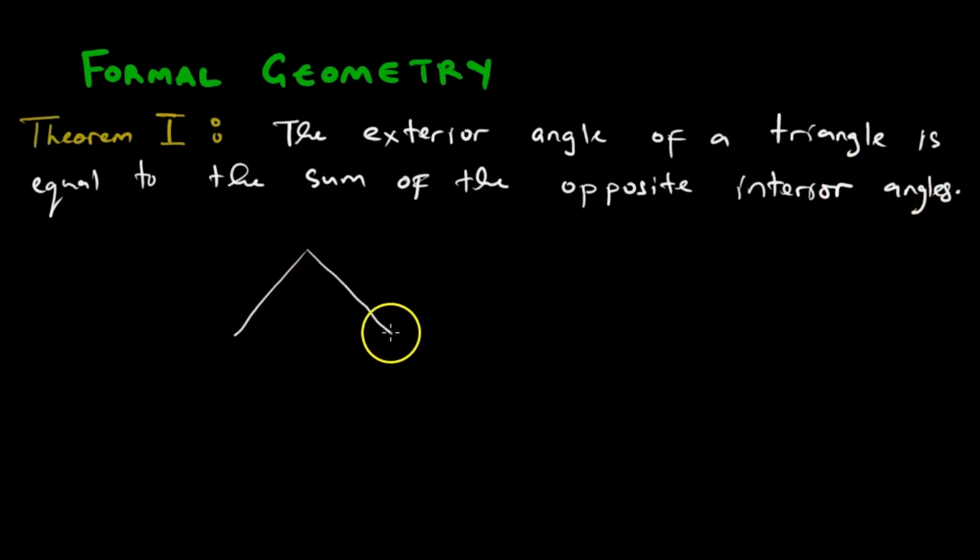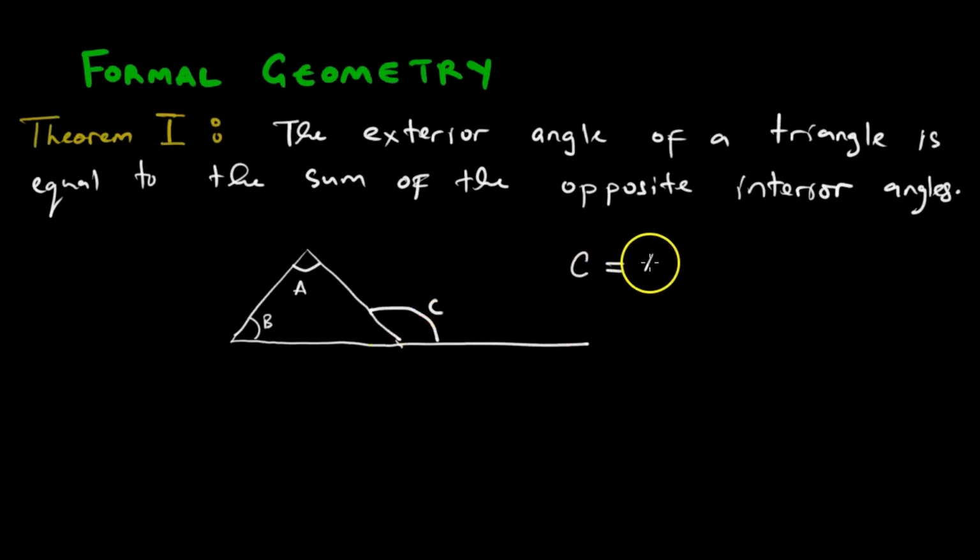What do we mean? We have a triangle here. Then we produce our line like so. So that's the triangle we have. Here we have angle A and angle B. Outside here we have angle C. As we are saying here, angle C is equal to angle A plus B. And this is easy to test, by the way. Very easy. So this is the theorem.